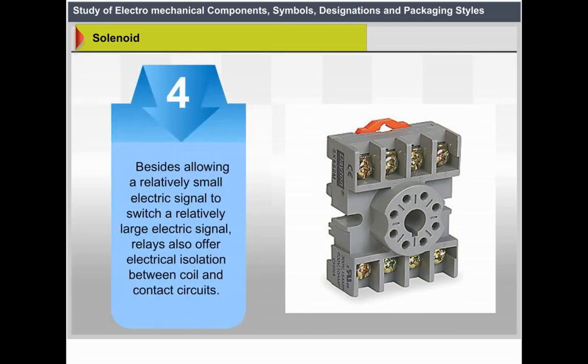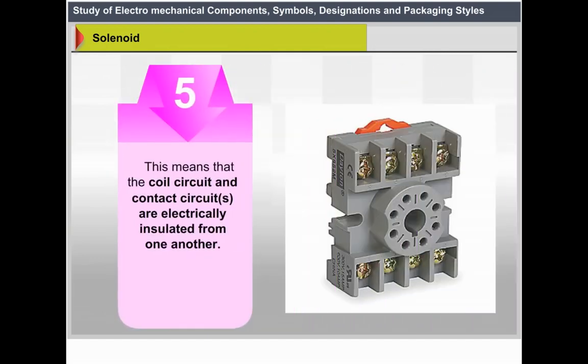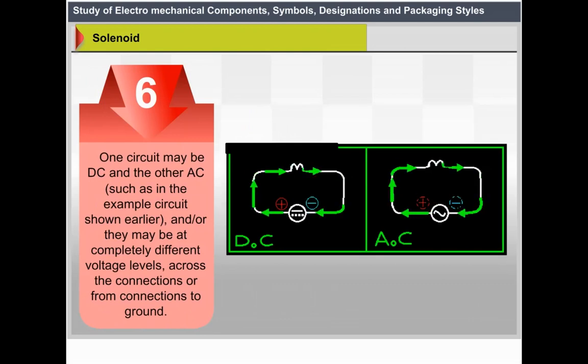Aside from the ability to allow a relatively small electric signal to switch a relatively large electric signal, a relay also offers electrical isolation between coil and contact circuits. This means that the coil circuit and contact circuits are electrically insulated from each other. One circuit may be DC and the other AC, such as in the example circuit shown earlier, or they may be completely different voltage levels across the connections or from the connections to the ground.